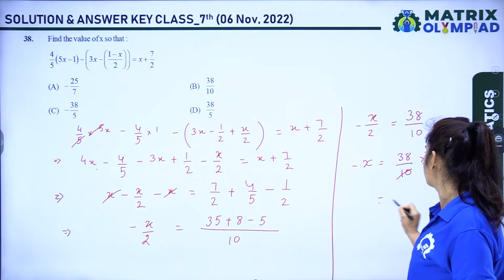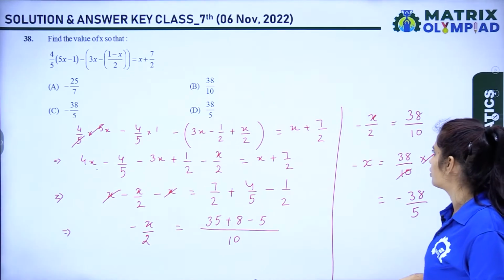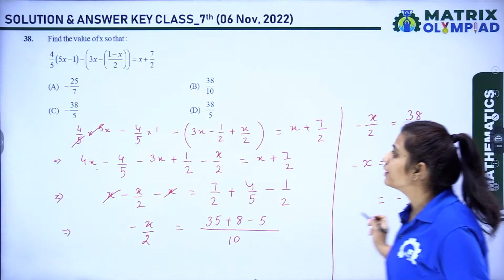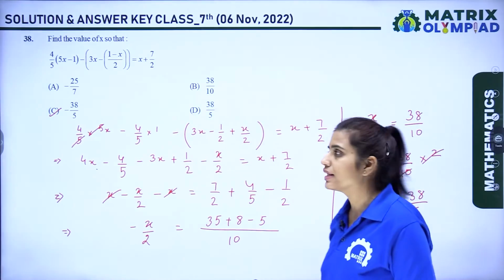It is 5. So here negative 38 upon 5. So the correct option is minus 38 upon 5, that is option C.